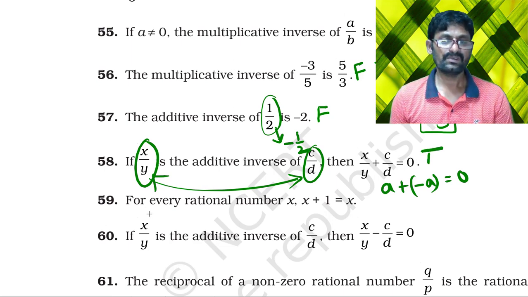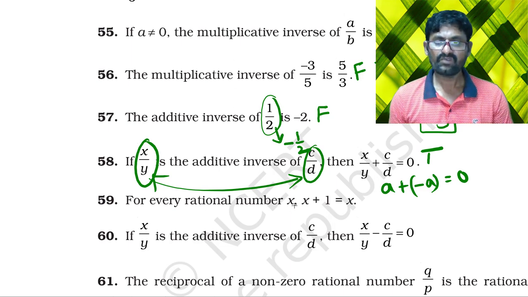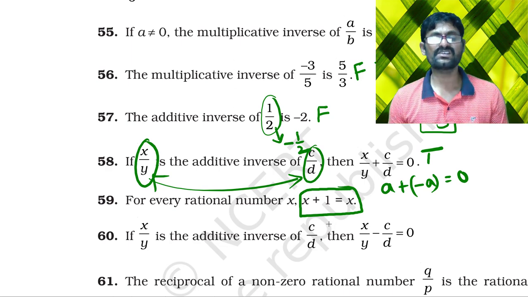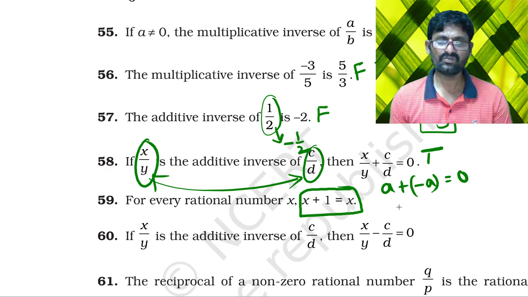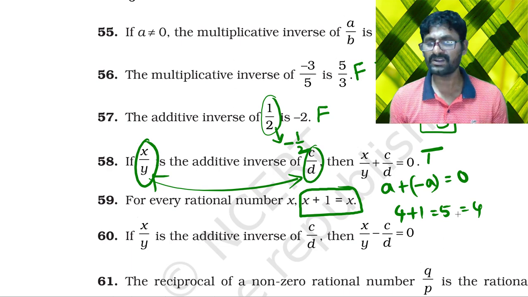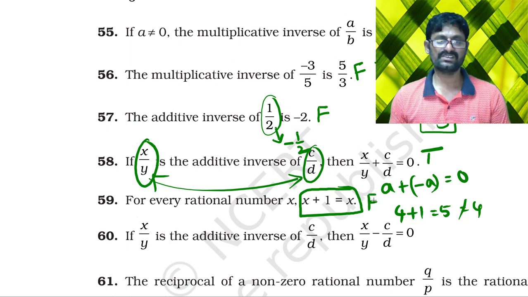Next, 59th problem. For every rational number x, x plus 1 equals x. Don't get confused here. Given that for every rational number x, x plus 1 equals x. This is true or false? That is what we need to check. Is it correct? Suppose if we take x as 4, 4 plus 1 is 5. This is not equal to x. x means 4. Is it correct? So 4 plus 1 equals 5 but not equal to 4. So that is not correct. So x plus 1 is not equal to x. So this is a false statement.